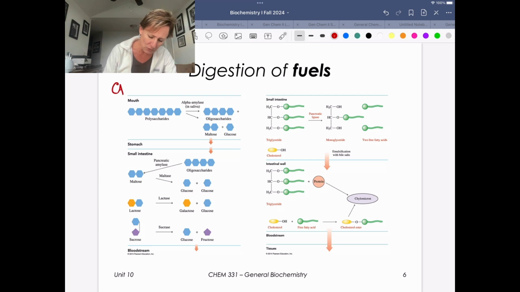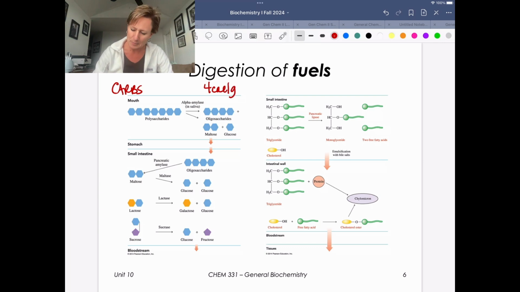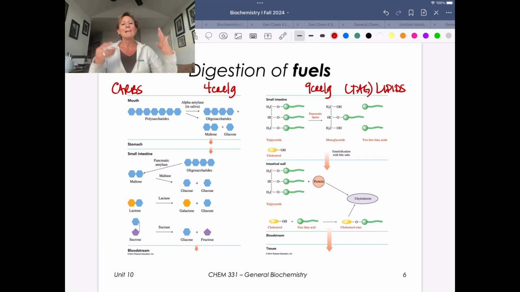When we talk about carbohydrates, I want you to remember that they are 4 calories per gram. And then when we have lipids, and specifically we're going to be talking about triglycerides, those are going to be 9 calories per gram. Okay, so consuming these fuels, take a step back for a second. Just think about our digestive system. We're not going to get into a lot of the anatomy and physiology that happens in the digestive system, but I want you to think about there being sort of several main parts to it.